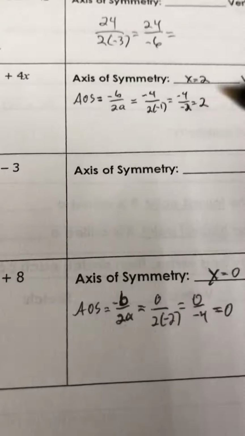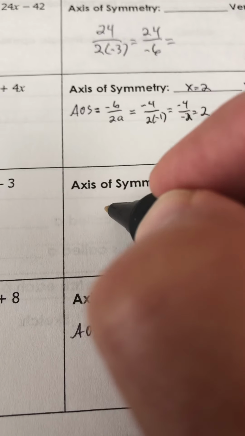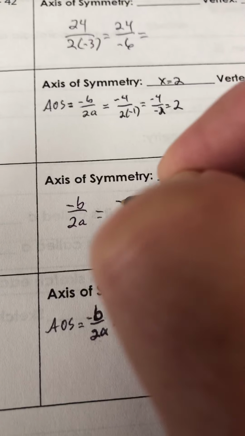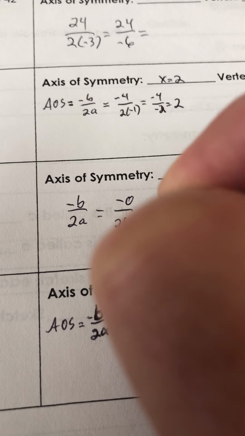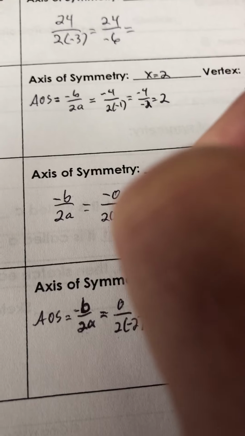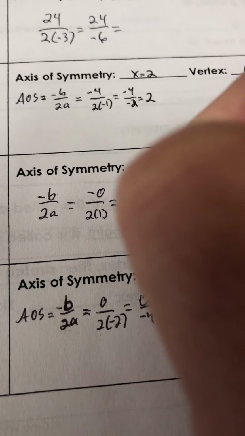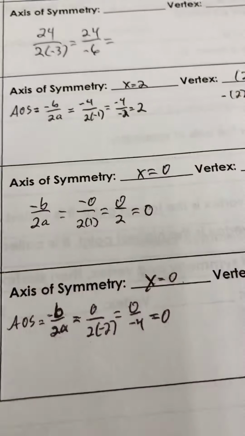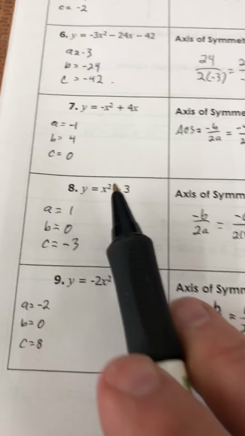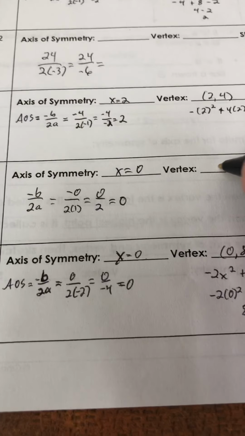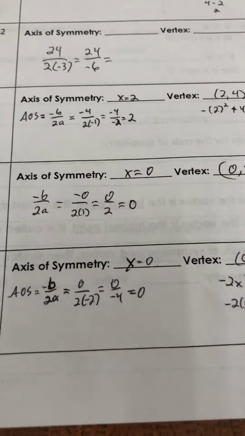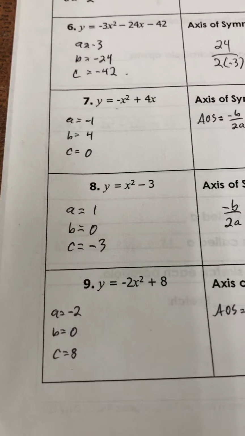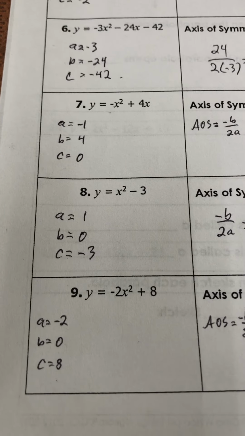So when you start working on this, remember it's -B over 2A. So it's going to be, B is -0 over 2 times 1. Remember, it's going to be 0 over 2. Take 0 divided by anything, it is going to be 0. So your axis of symmetry is going to be 0. Plug that back into x, you're going to end up with -3. So you're going to end up with 0, -3. You got to determine, remember, it's going to open up like a smile because that's positive. Okay, hopefully that helps a little bit more with your notes.